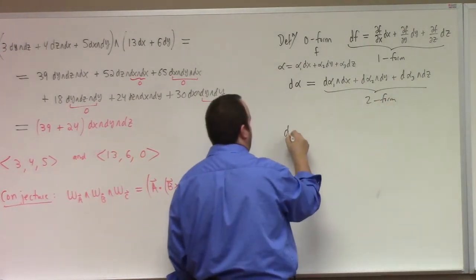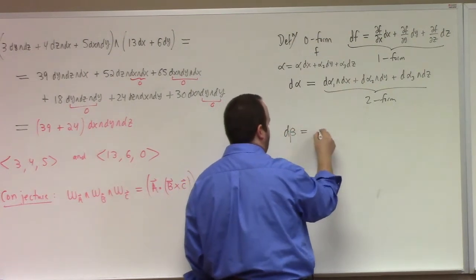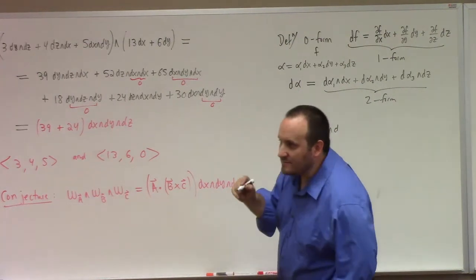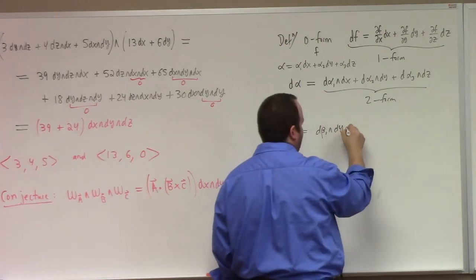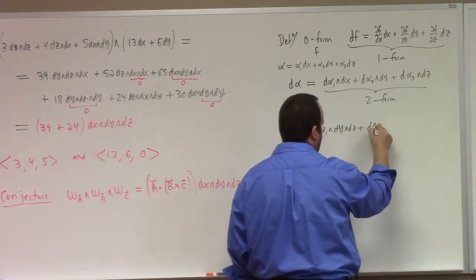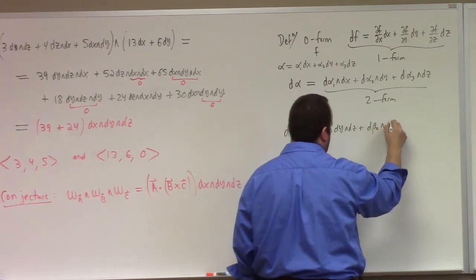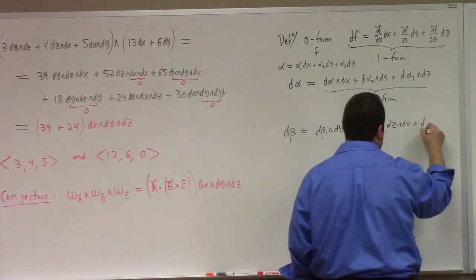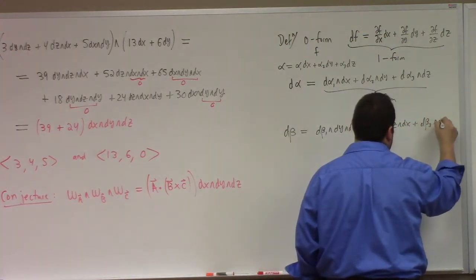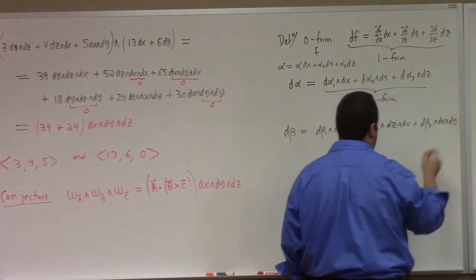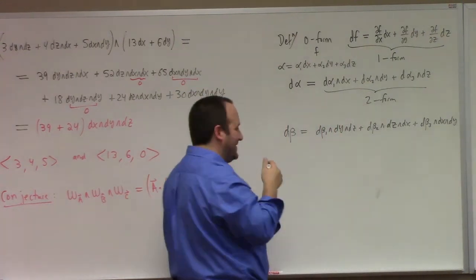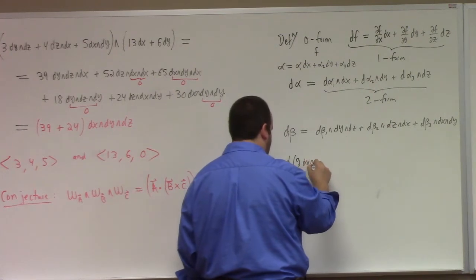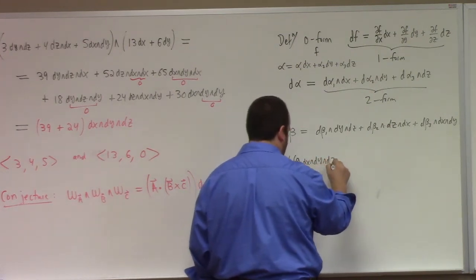What's d beta? Where beta is, as I wrote on the other board over there, it's going to be d beta 1 wedge dy wedge dz plus d beta 2 wedge dz wedge dx plus d beta 3 wedge dx wedge dy. This gets really old to write out, right? I mean, you see what's going to happen with d of g dx wedge dy wedge dz. What happens there?